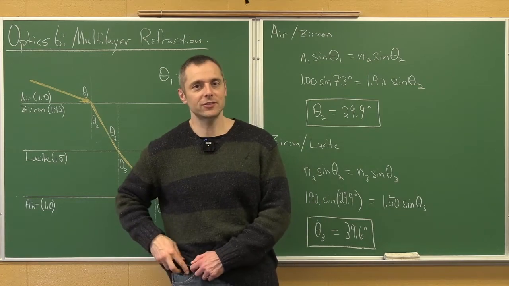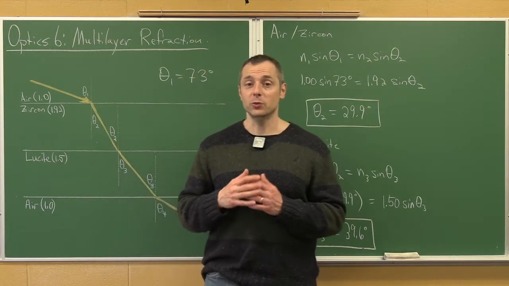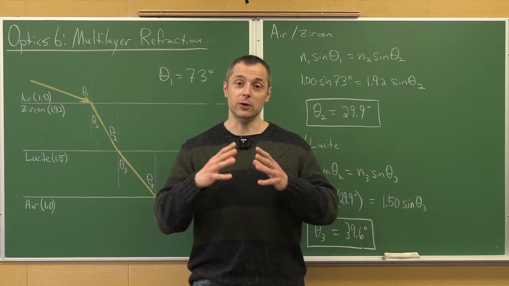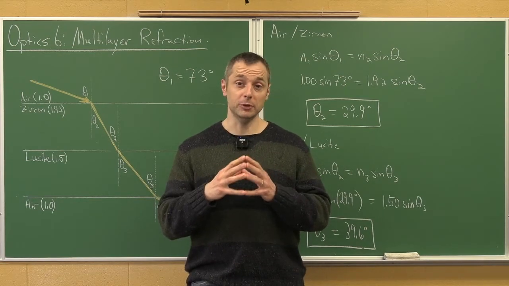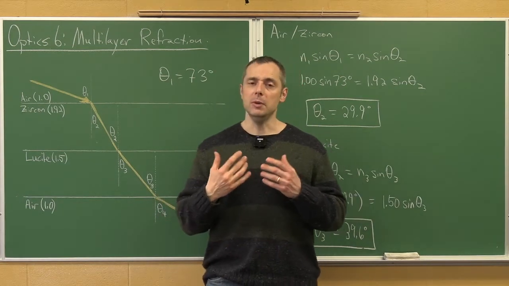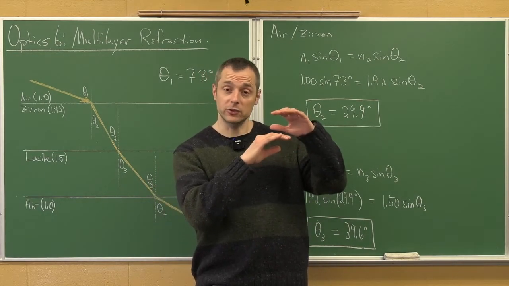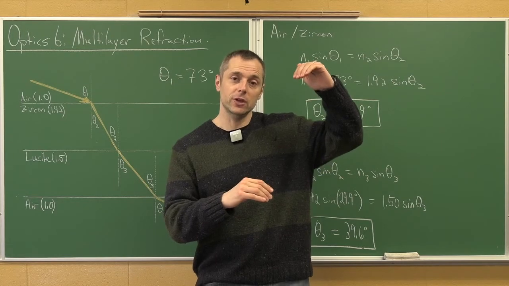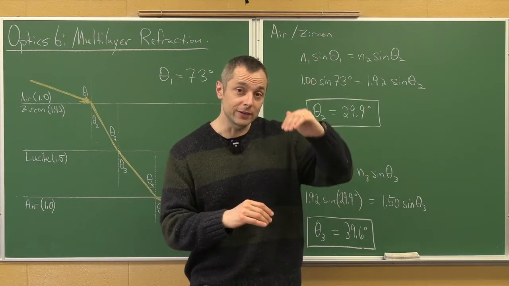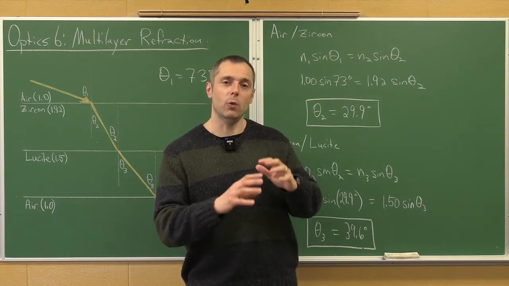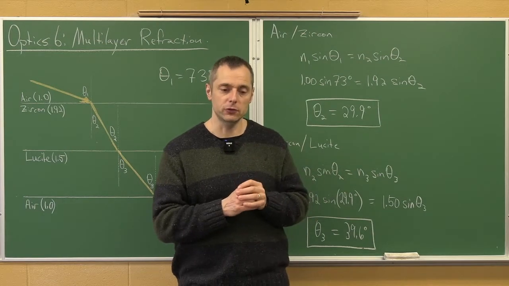Hello physics students. Today we're going to analyze what happens to light when it goes through multiple layers of optical material. Now a common example in physics problems is you've got water and on top of that floating some oil. And then the light starts in the air, goes into the oil, and then goes into the water, refracting every time it goes through a barrier.